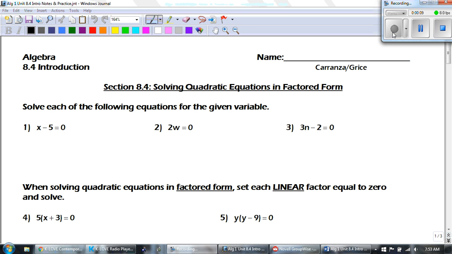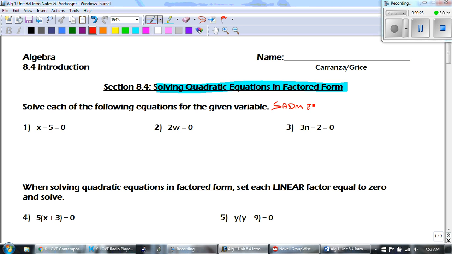Today we're going to be talking about solving quadratic equations in factored form. So let's do this as a quick warm-up. Solve each of the following equations for the given variable. Now, when we solve, we follow the rules of SADMAP. Those are the reverse order of operations.